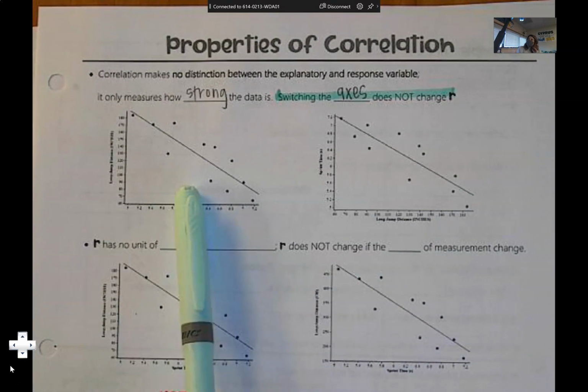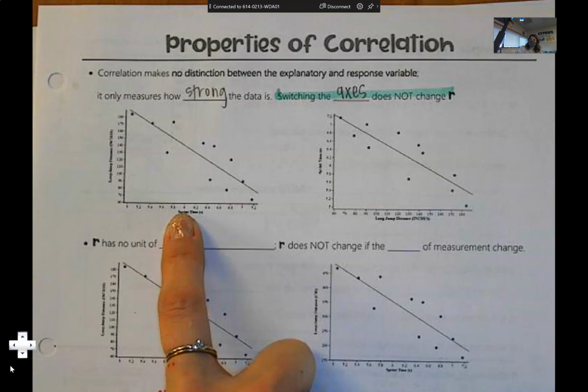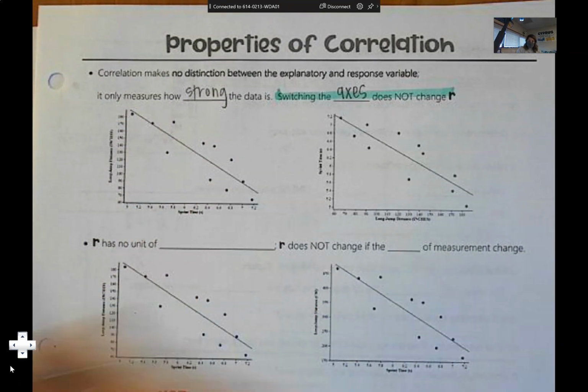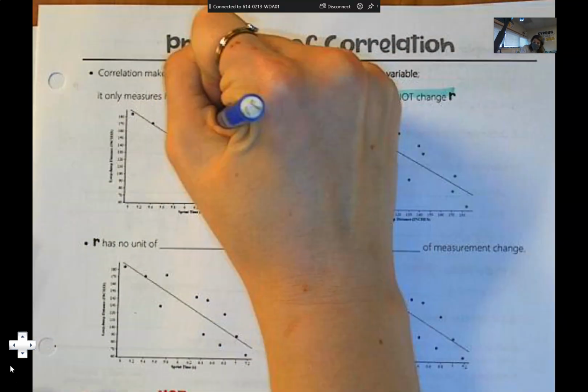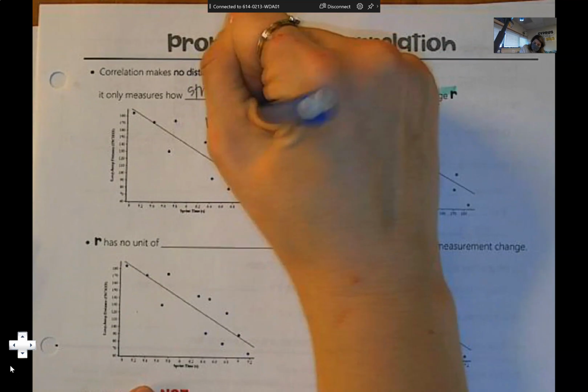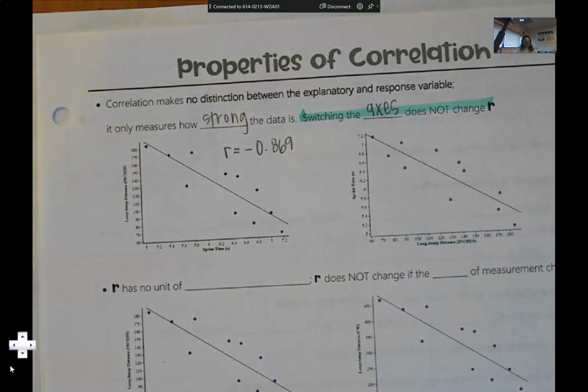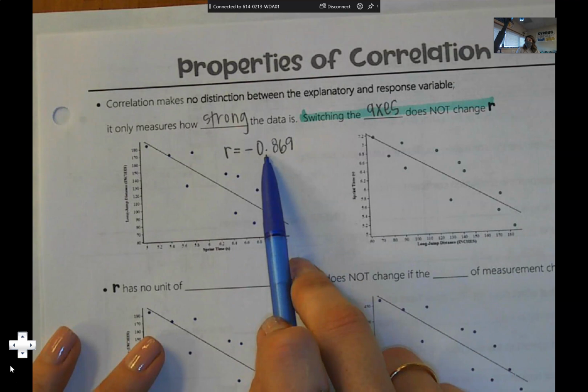So this first graph is a graph showing you the relationship between sprint time and long jump distance. So they want to know, is there a relationship with our sprint time and the distance our athletes can jump? And what you see here is they're using sprint time to predict. We have a negative relationship, and this R value is negative 0.869. So if we put in the data, and I do have the data in your notes, our calculators would give us negative 0.869.